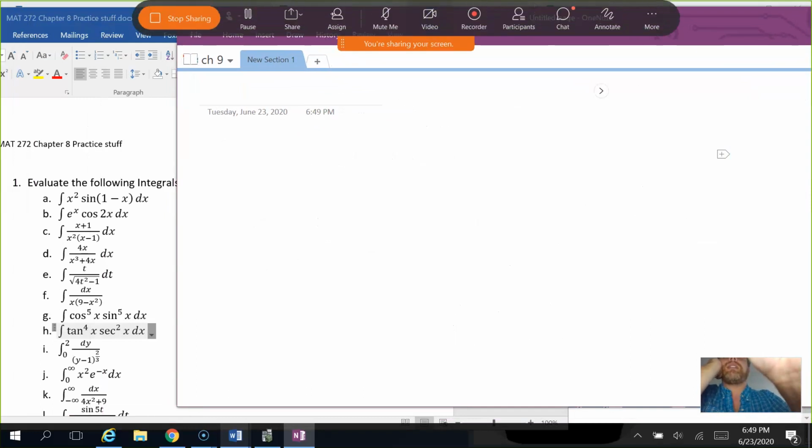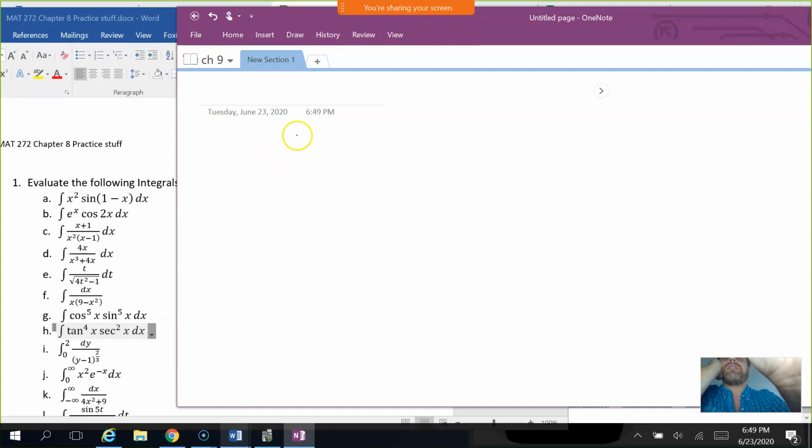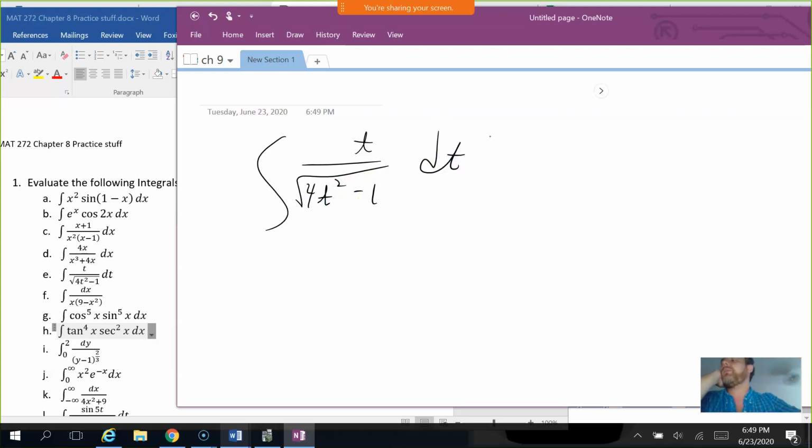Okay, now let's look at the last one here. Or not the last one, sorry. What are we on? We're on E. So the integral of t over the square root of 4t squared minus 1 dt.